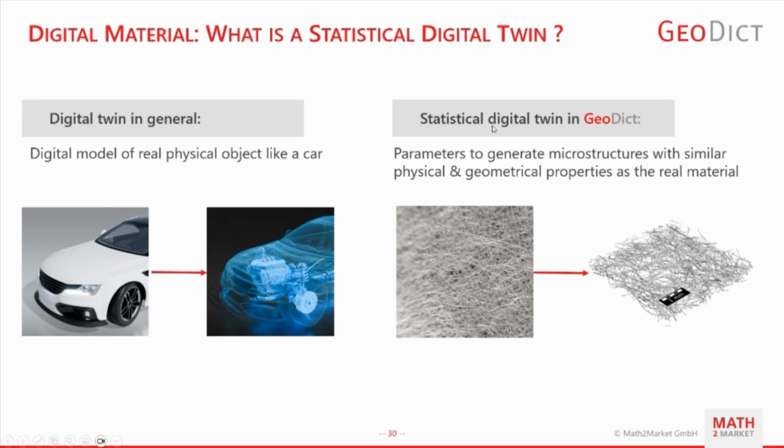Instead, we have statistical digital twins. And that means that we have a set of parameters that allows us to generate a microstructure that has the same physical and geometrical properties as the real material. But that doesn't mean that the fibers are exactly at the same position as in such a nonwoven. It's not possible, but it means that the generated digital twin has, for example, the same pore size distribution and the same permeability as the real material.